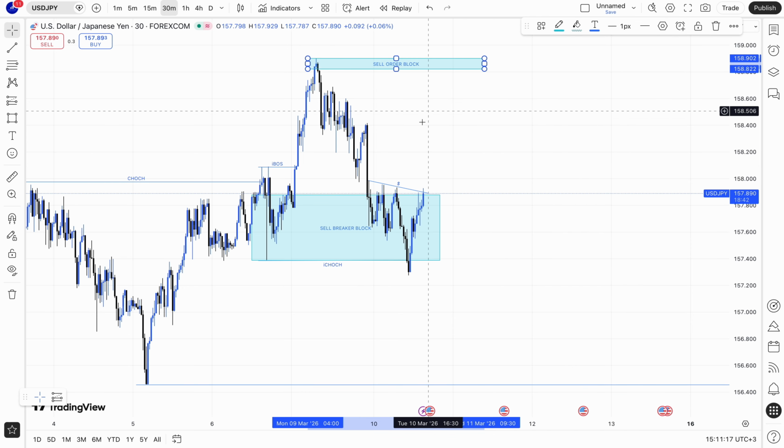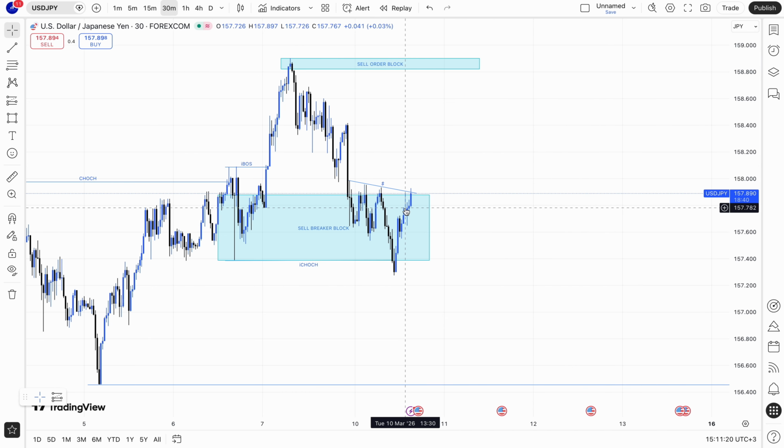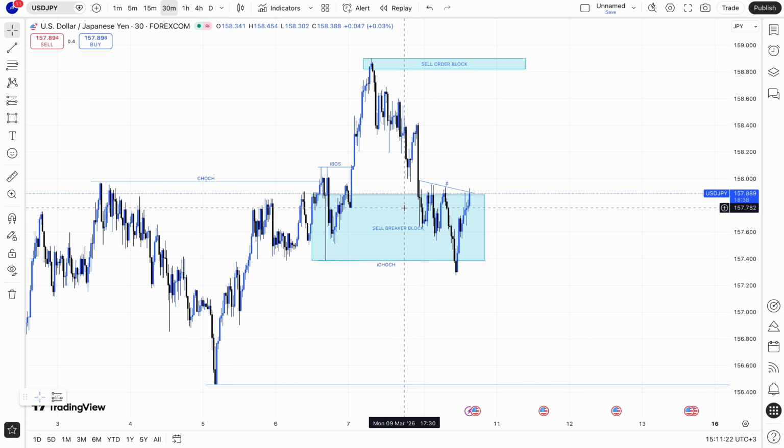So at the moment, I just have to be a little bit more patient until I get that entry confirmation, that A plus setup. Then I risk my money. Then I try to make up some money with the proper risk management plan and a better risk to reward ratio. Okay, that's it, guys.